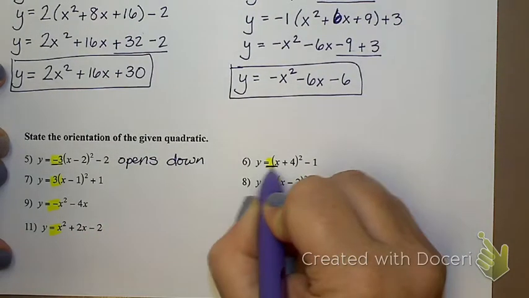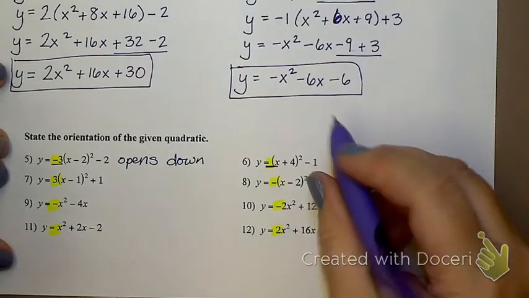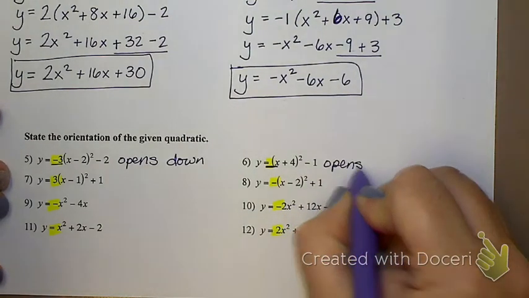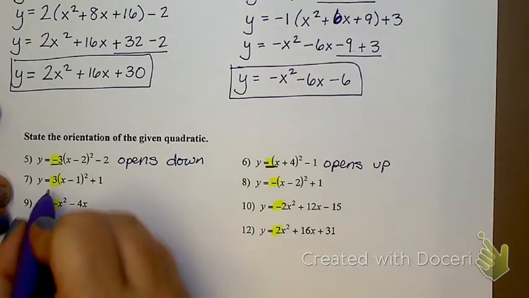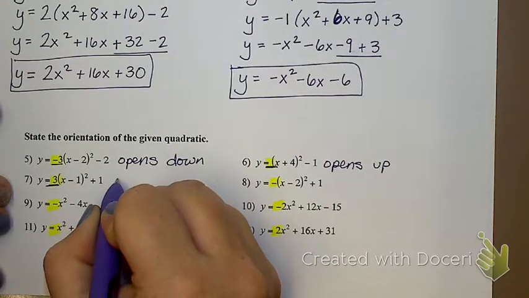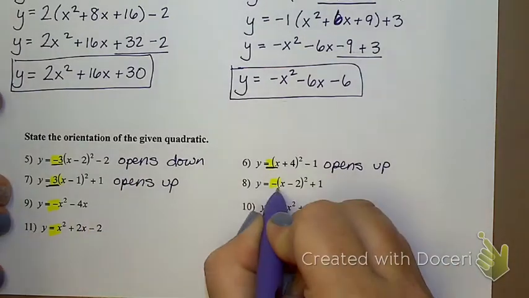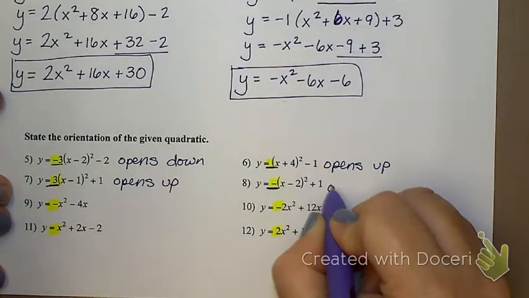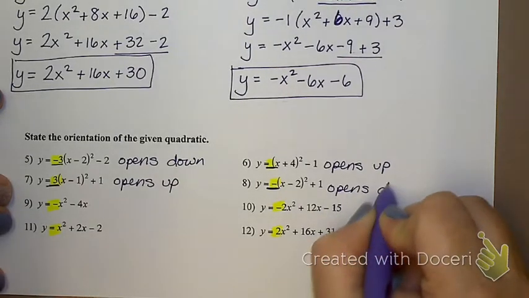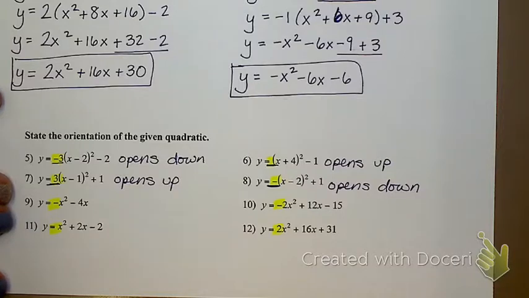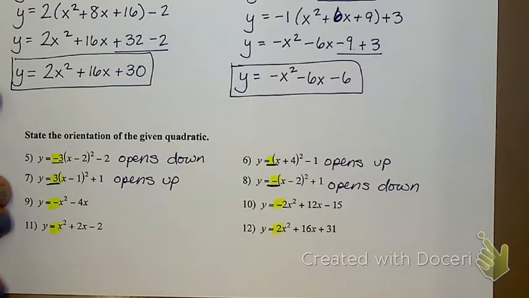This one I have nothing there, which would be equivalent to a +1. So this one opens up. Then I have a +3 here. That one opens up because it's positive. Negative number here means it opens down. Okay? Go ahead and fill out the remaining 4 problems on your own. Do they open up or down?